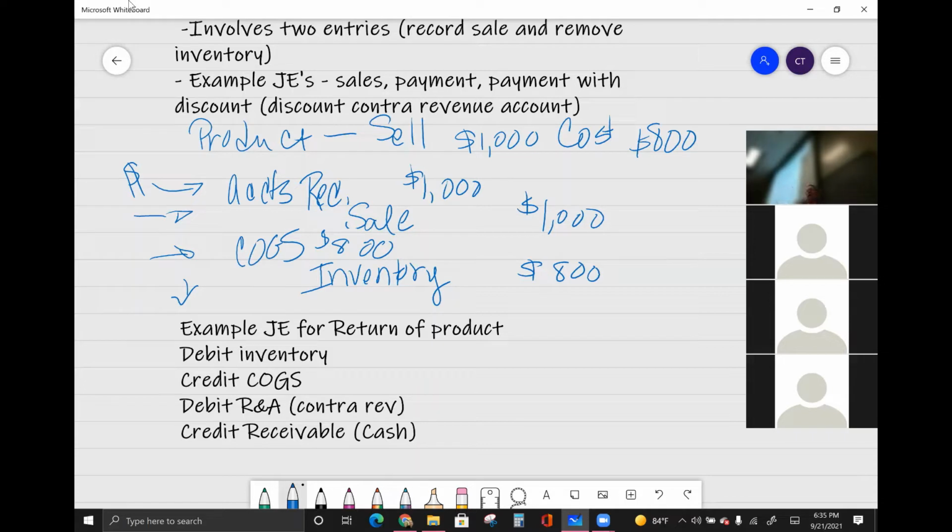Same thing with a discount. We will use a contra revenue account. So instead of the discount going as a credit, we may use a sales account, call it the sales discount, and it's going to be a debit. Okay, I just wanted to mention that real quick.